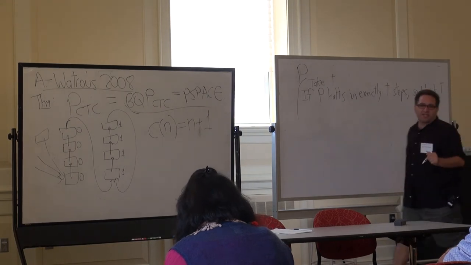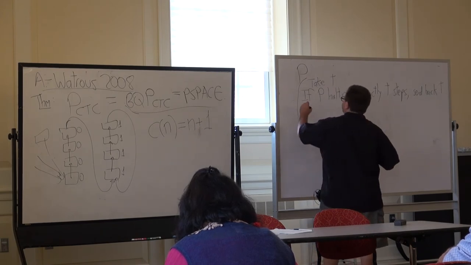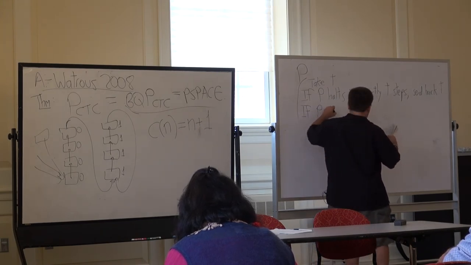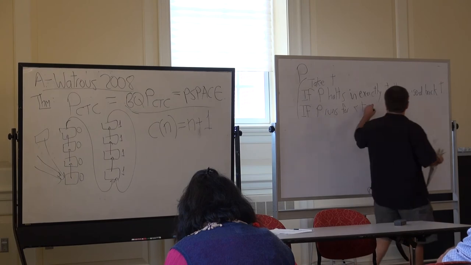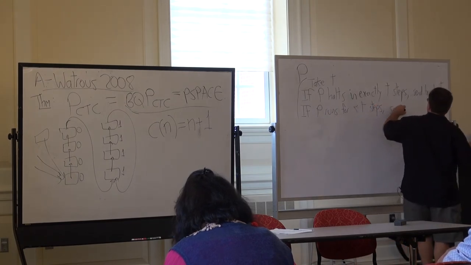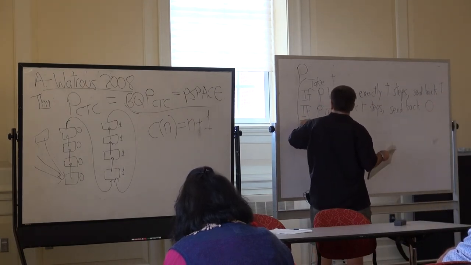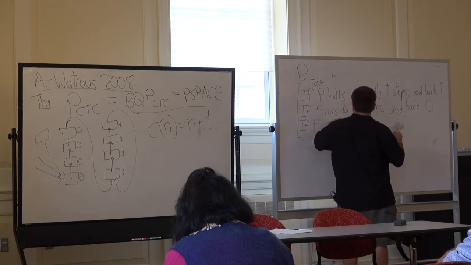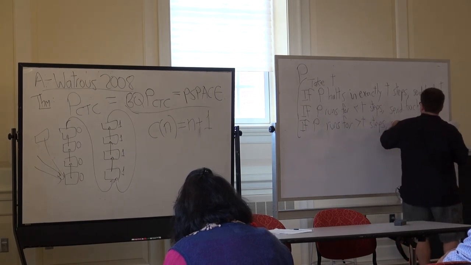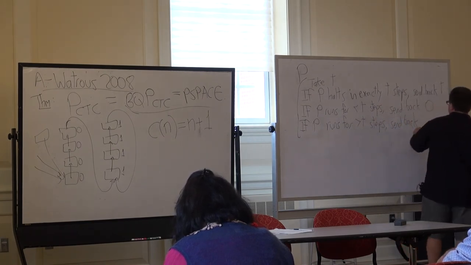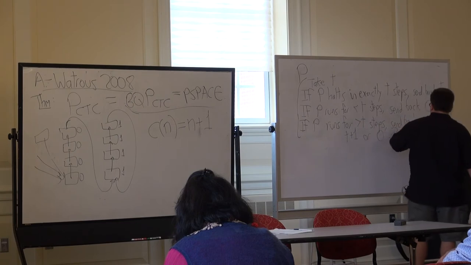Now, if p halts in exactly t steps, then I'm happy. I just send back t. If p halts in fewer than t steps, then I just send back zero. So it's like I go back to the beginning. And the most interesting case is if p runs for more than t steps. So it hasn't halted within t steps, then I send back t plus 1 or 0 with equal probability.